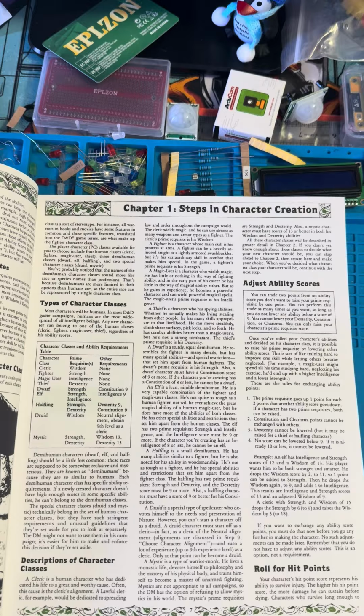A dwarf is a sturdy, squat demi-human. He resembles the fighter in many details, but has many special abilities and special restrictions that set him apart from human fighters. The dwarf's prime requisite is his strength. Also, a dwarf character must have a constitution score of 9 or more. If the character you're creating has a constitution of 8 or less, he cannot be a dwarf.